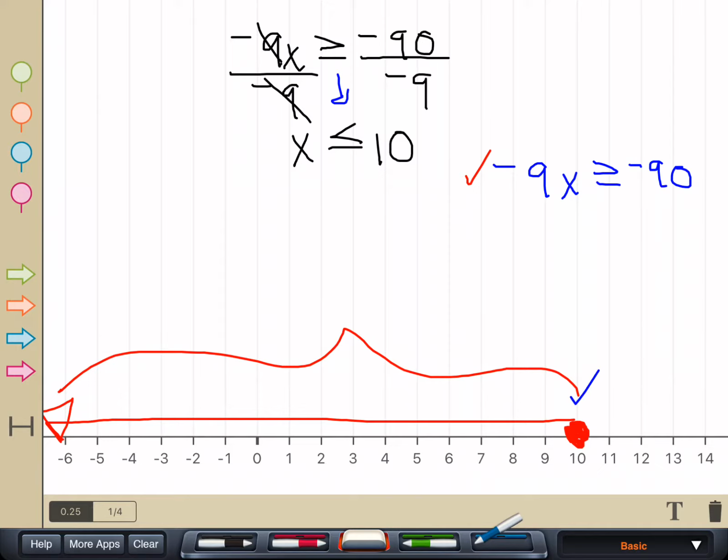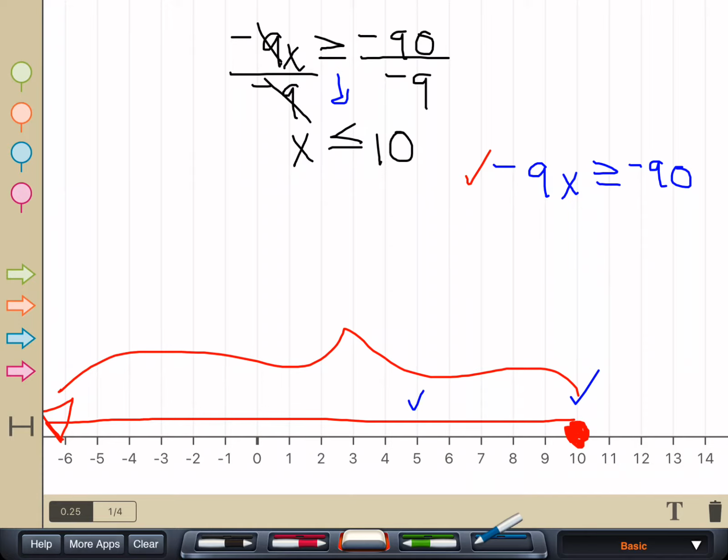Now let's try a value that is less than 10. So let's try 5. So what happens if we have a 5 here? Negative 9 times 5 is negative 45. And is negative 45 greater than or equal to negative 90? Yes, it is. So 5 will also work. Okay? So any number in this red section here will work. And that's why we had to turn this sign around.